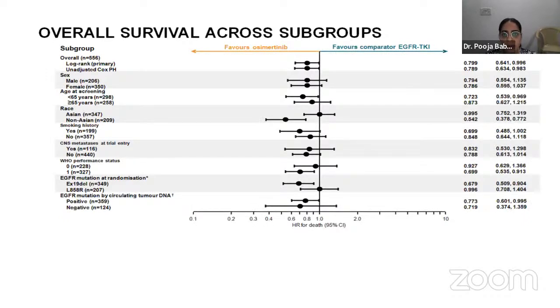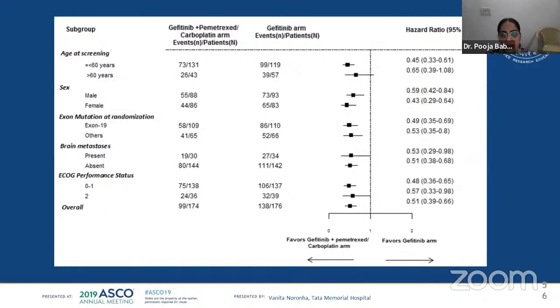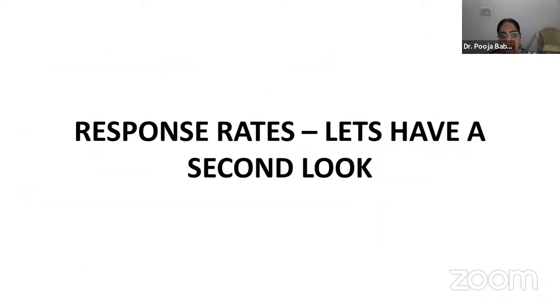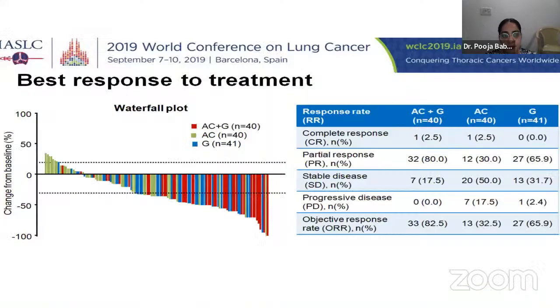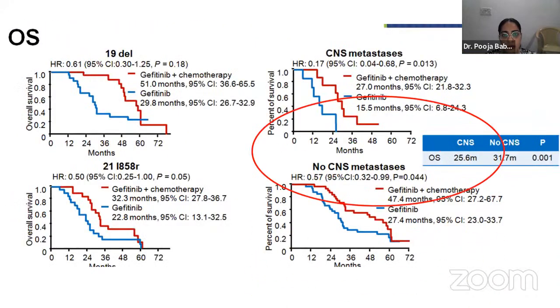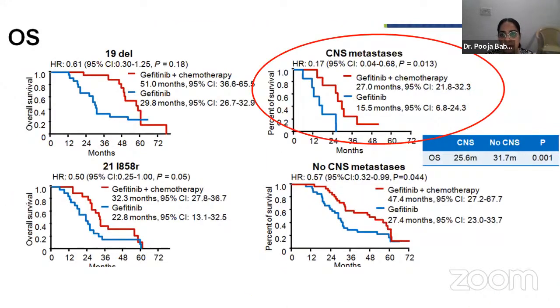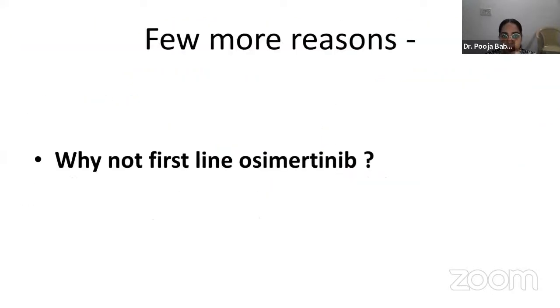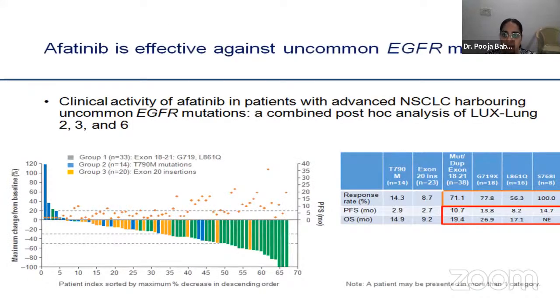And as we see the subgroup analysis, we have seen L858R has shown in all the trials a poor overall survival and PFS as compared to DEL19 mutation. So again, the same thing is reflecting that in L858R, the outcomes are poor. Probably one of the reasons is because it has more number of co-mutations. So afatinib is one of the drugs which is quite effective against these uncommon EGFR mutations.